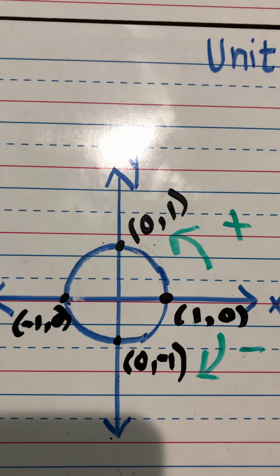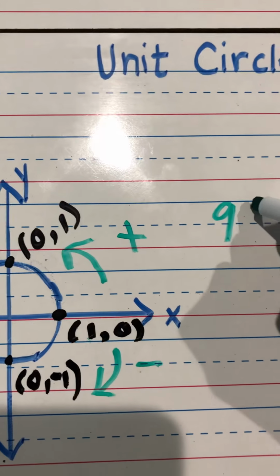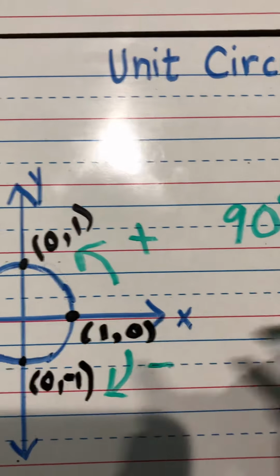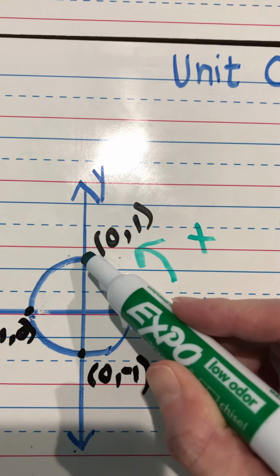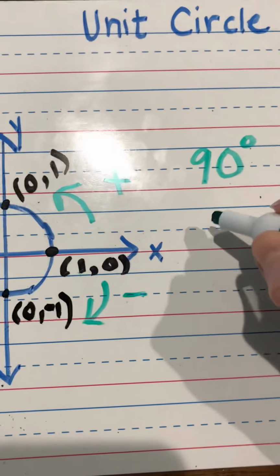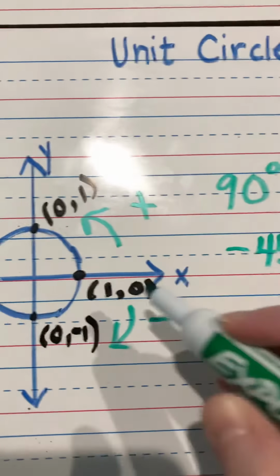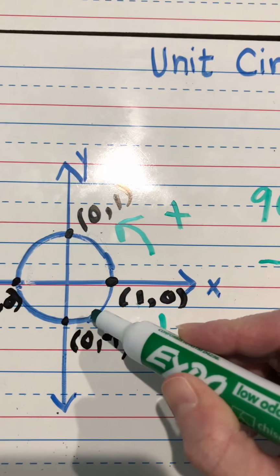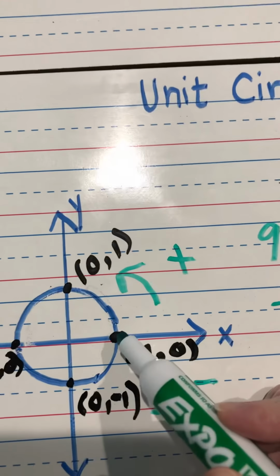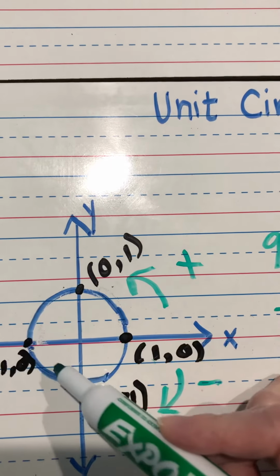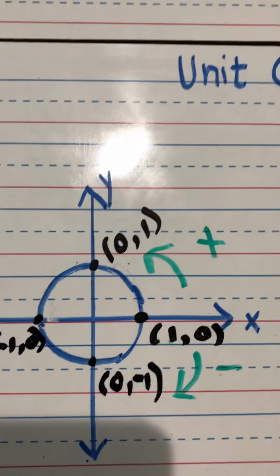First, we'll talk about degrees. So if I want to turn 90 degrees, that means I want to start here and turn counterclockwise and end up here. If I want to turn -45 degrees, that means I'm going to start here and end up here. There are 360 degrees in a full rotation because there are 360 degrees in a circle.